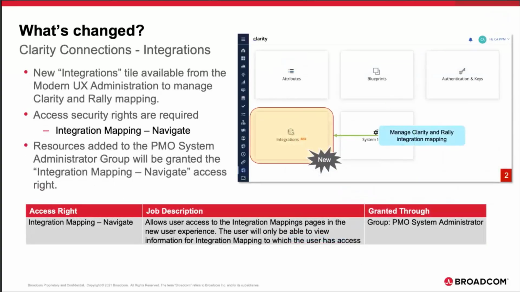So there is a new area. There's an integration tile behind the Modern UX administration area, and there is a new navigation right. It's called integration mapping navigate. So any user granted that right will be able to get to that new tile. Any resource added to the PMO sysadmin group will be granted the integration mapping navigate right as well. So that's one step there from a security standpoint.